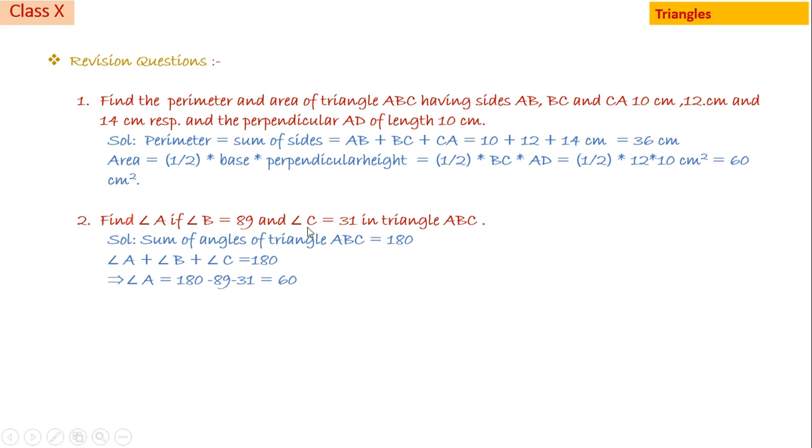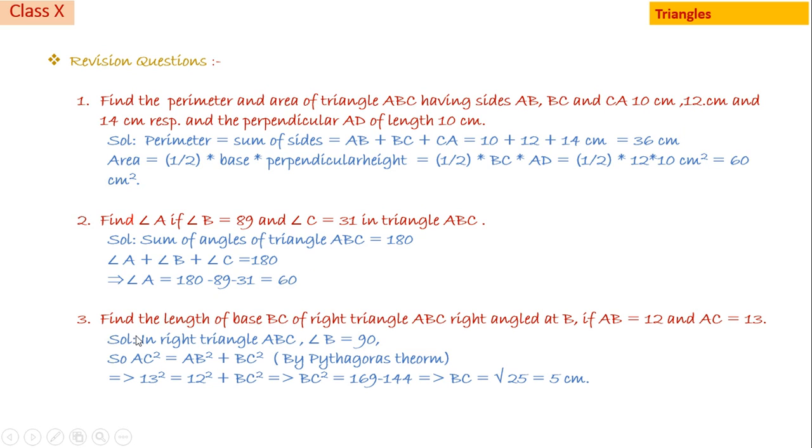Find angle A if angle B is equal to 89 degree and angle C is equal to 31 degree in triangle ABC. We are given two angles of triangle ABC, so the third angle can be found out easily by using the formula. Sum of angles of triangle ABC is equal to 180 degree, that is angle A plus angle B plus angle C equal to 180 degree, which implies angle A is equal to 180 degree minus angle B minus angle C, which is equal to 180 minus 89 minus 31 equal to 60 degree. Let's move to the third question.